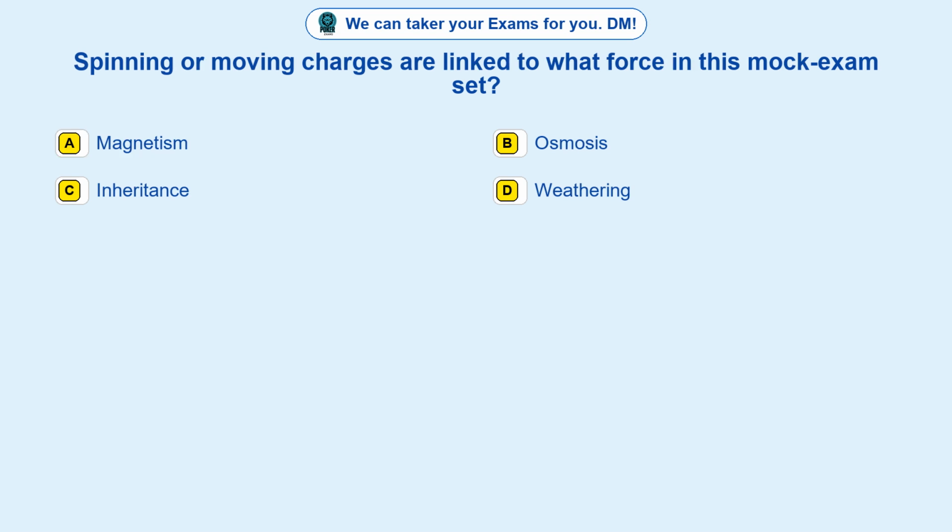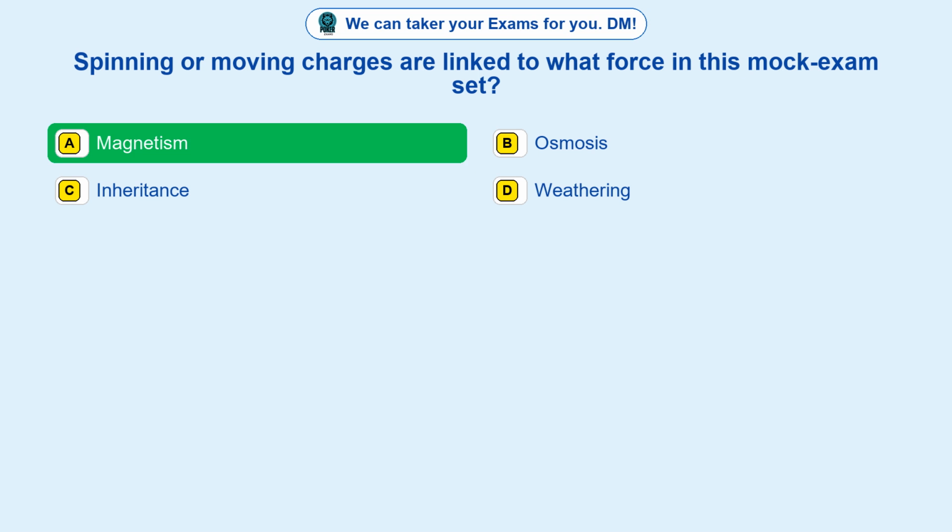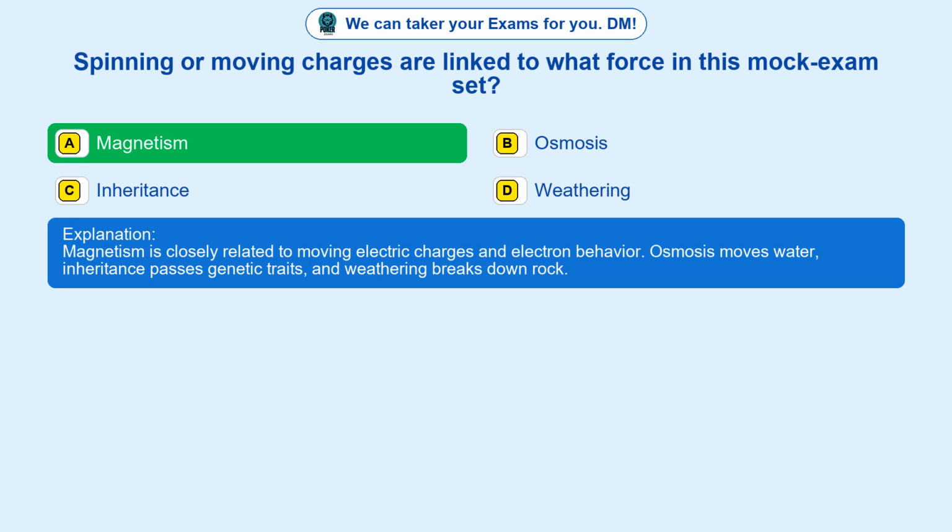Question 74. Spinning or moving charges are linked to what force in this mock exam set? Option A, magnetism. Option B, osmosis. Option C, inheritance. Option D, weathering. The correct answer is option A. Magnetism. Magnetism is closely related to moving electric charges and electron behavior. Osmosis moves water, inheritance passes genetic traits, and weathering breaks down rock.